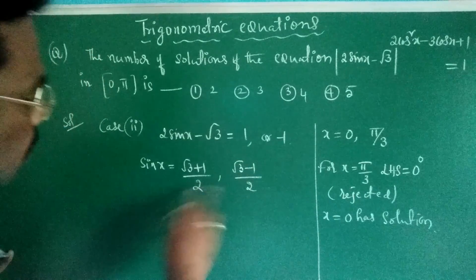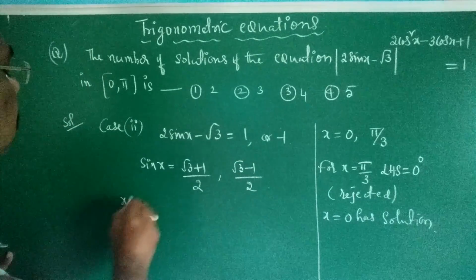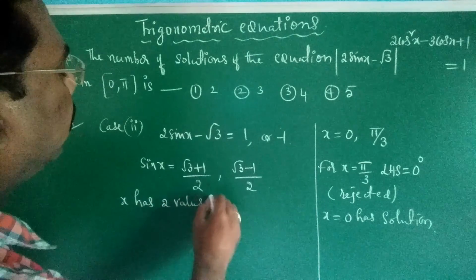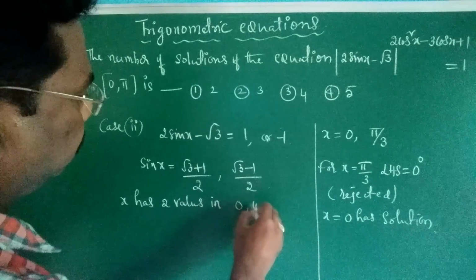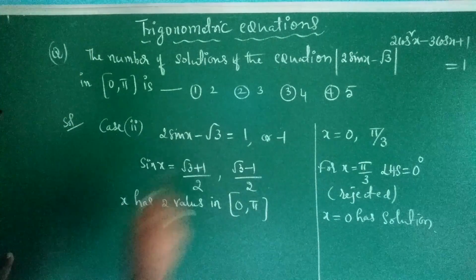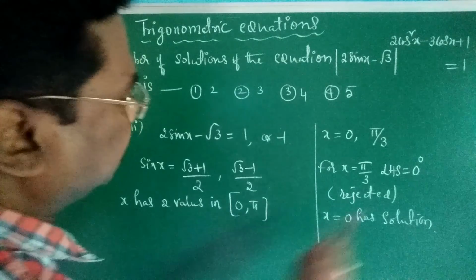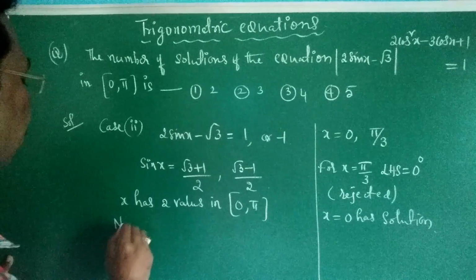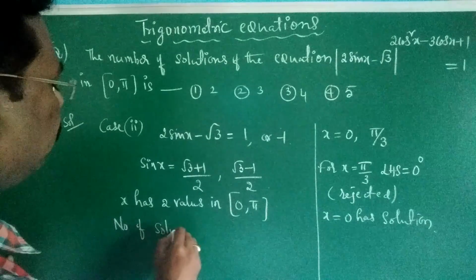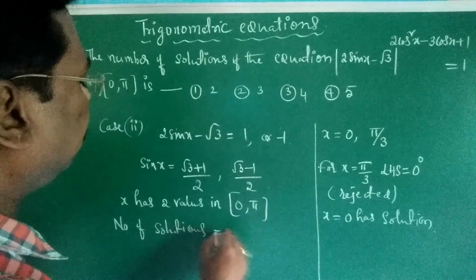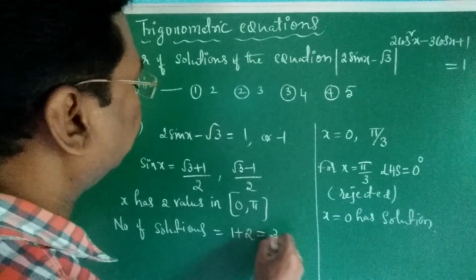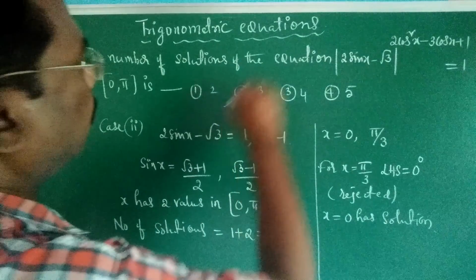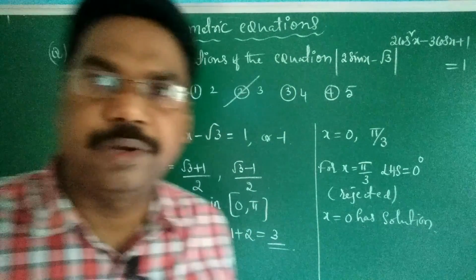Therefore, x has two values in [0, π]. Now here two solutions, and x = 0 is one of the solutions. Therefore, the number of solutions is 1 plus 2 is equal to 3. Total number of solutions is 3. Therefore, option 2 is the correct one.